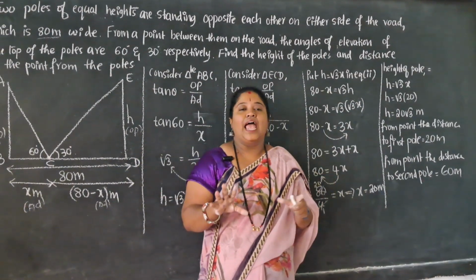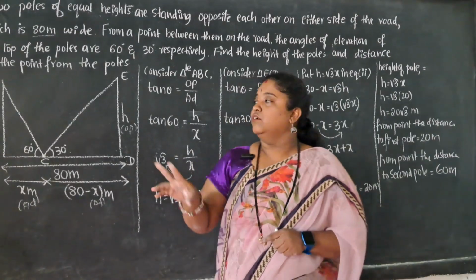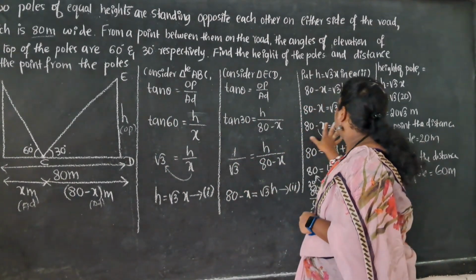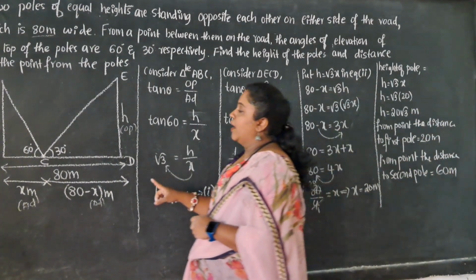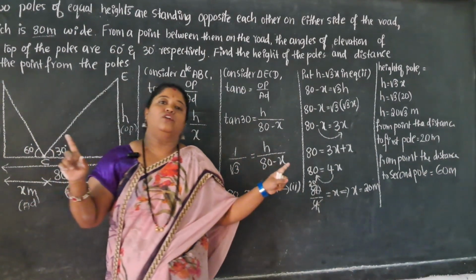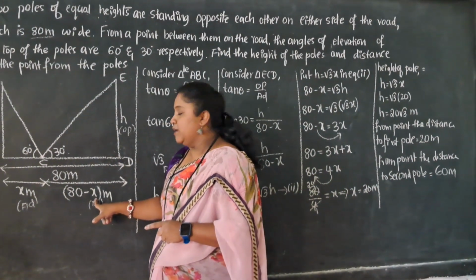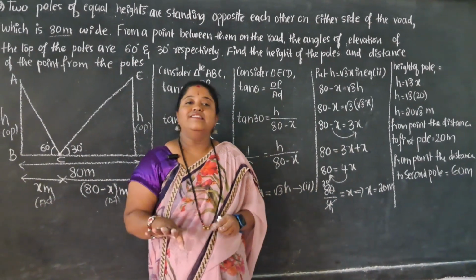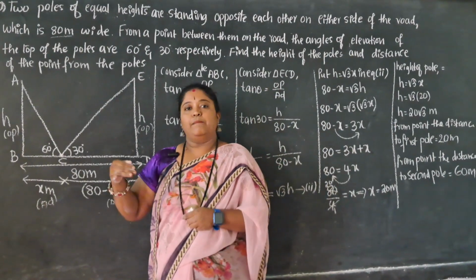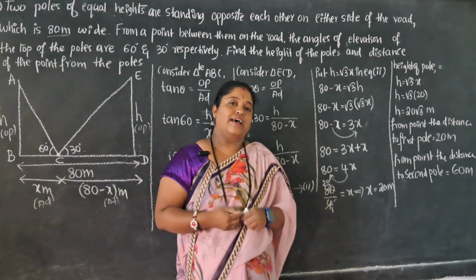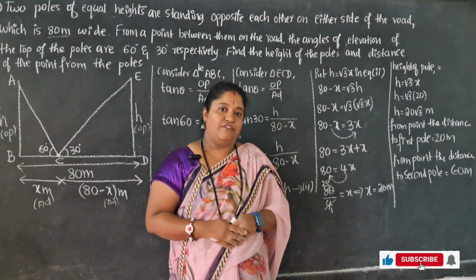Now, at the end, we have calculated all the three values which they have asked. Number one, they have asked about the height of the pole, and the height of the pole is calculated as 20 root 3. From the point, the distance to the first pole is equal to 20 meter, and the distance to the second pole is 80 minus 20, that is 60 meter. And once again, I am telling you, this is a very, very important question. Once I complete exercise 1, I'll be taking some board asked questions also. In that, I'll be taking the same kind of questions, but the values are a little different.